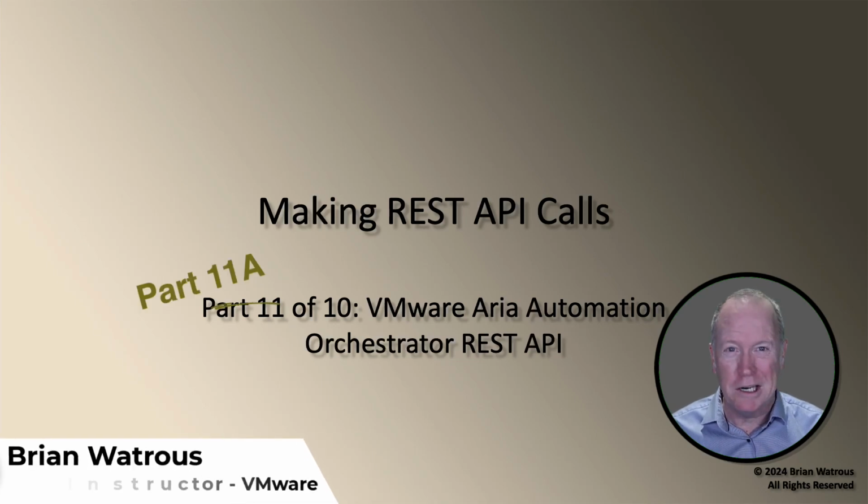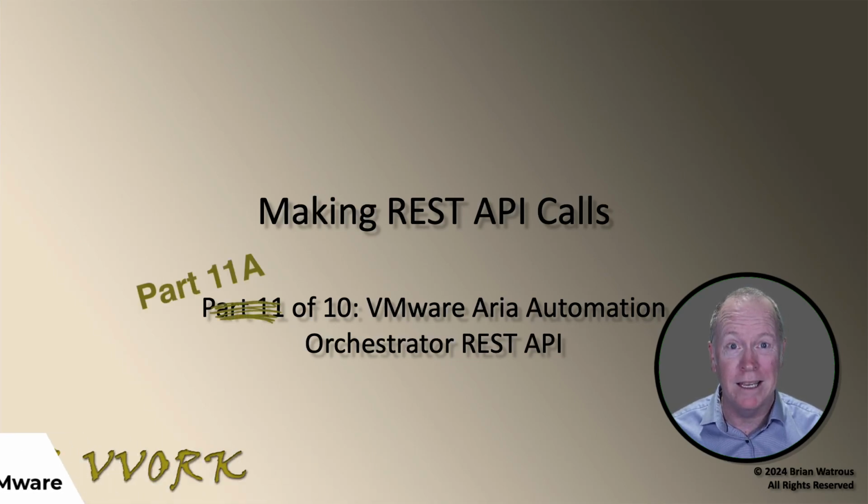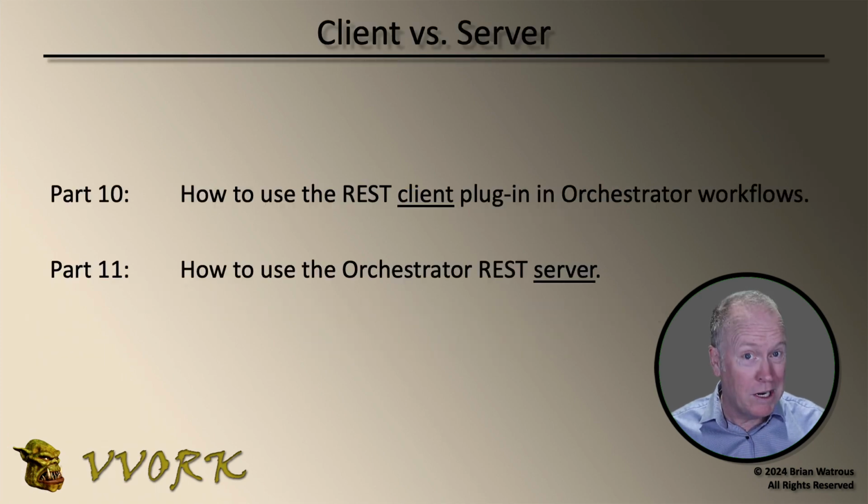In this video, we're going to talk about how to use the Orchestrator REST API. Now, if you've been watching these videos in sequence, back in part 10, we were talking about how to create Orchestrator workflows that use our REST client plugin. That's a plugin that enables your Orchestrator workflows to act as a client to some sort of REST server outside of Orchestrator.